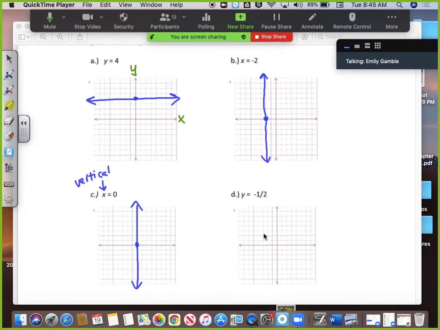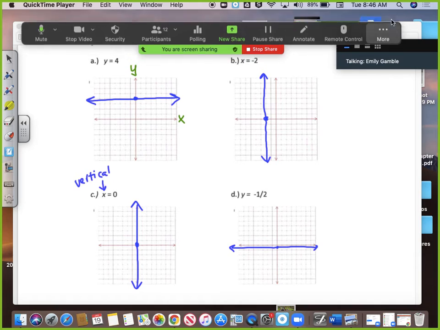And the last one is y equals -1/2. So what you would do is go down half of a unit below the origin, so like about right here. And then this is another horizontal line halfway through. Not exactly at -1. So that's just a refresher on how to graph horizontal and vertical lines.